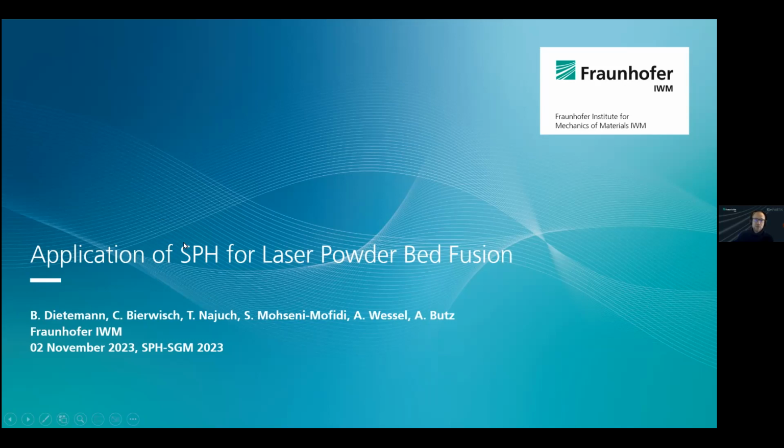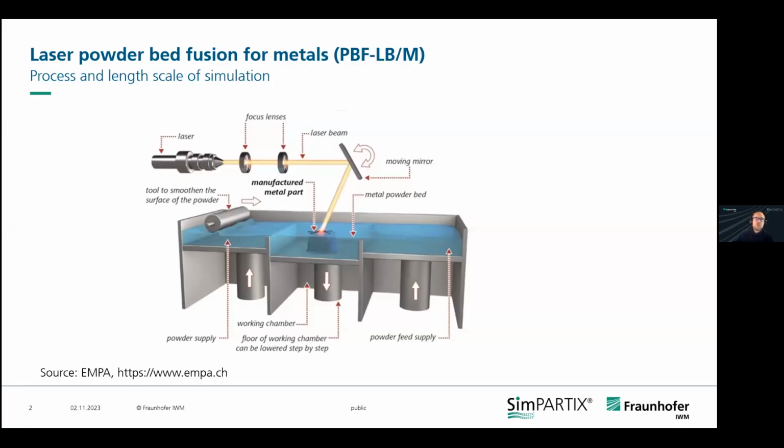So today I'm going to talk about SPH, of course, but with respect to a special process, which is laser powder bed fusion. For those who don't know this process, it is thankfully pretty easy to explain. We have powder. We have this roller. The roller makes a nice smooth surface. Then we have the energy source, that's the laser. The laser hits the powder. The powder melts, the powder solidifies. So this is what we get, the printed part.